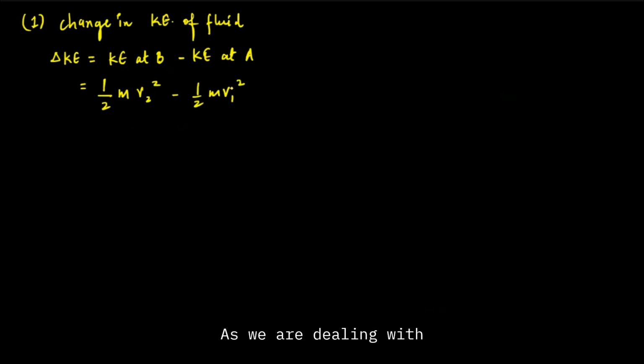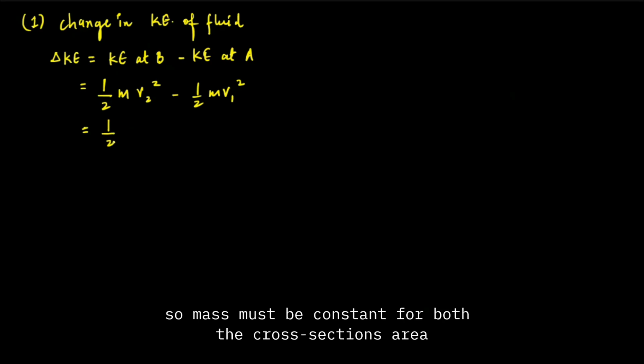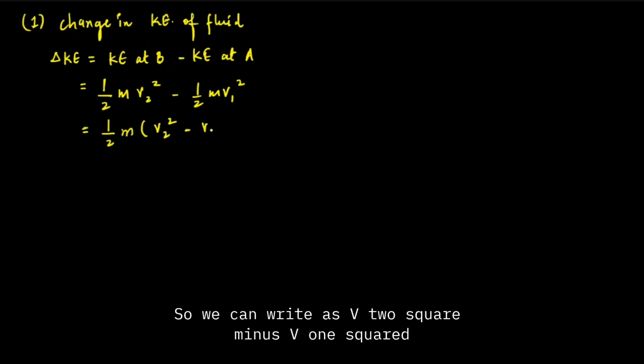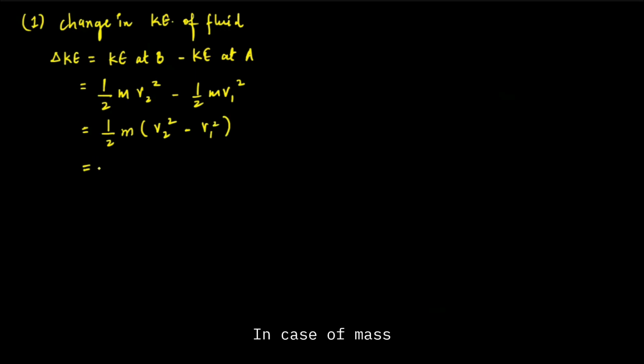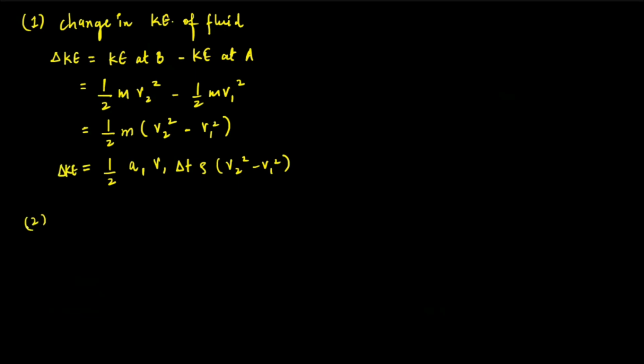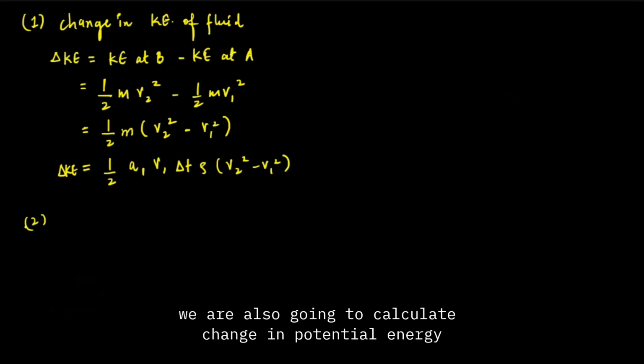As we are dealing with the ideal fluid, the mass must be constant for both cross-section areas. So we can write half m times v2 square minus v1 square. In place of mass, what can we write? The same thing which we saw. So it can be written as A1 V1 delta t times density times v2 square minus v1 square. This is what the change in kinetic energy is. Similarly, we are also going to calculate the change in potential energy.